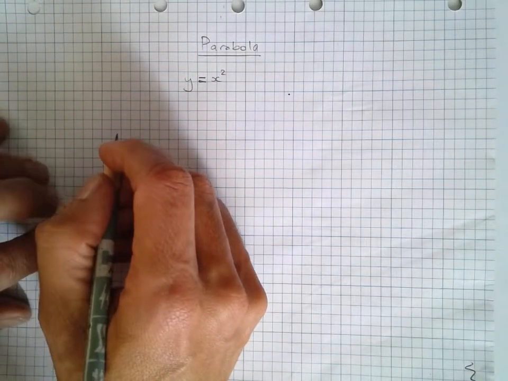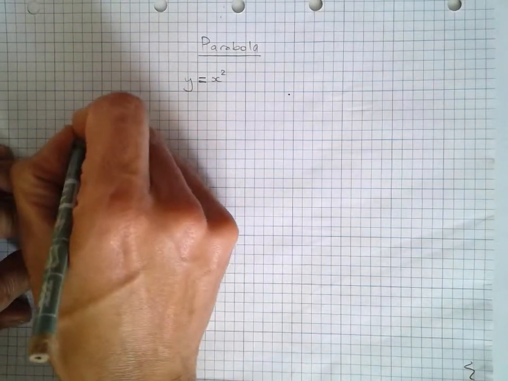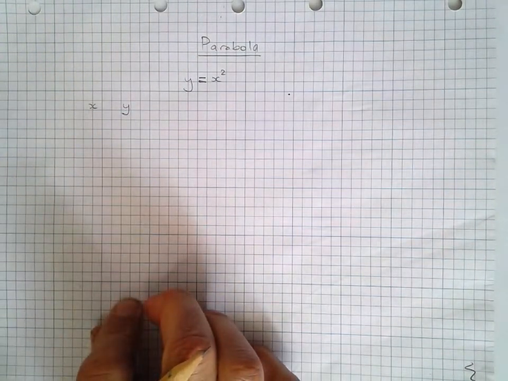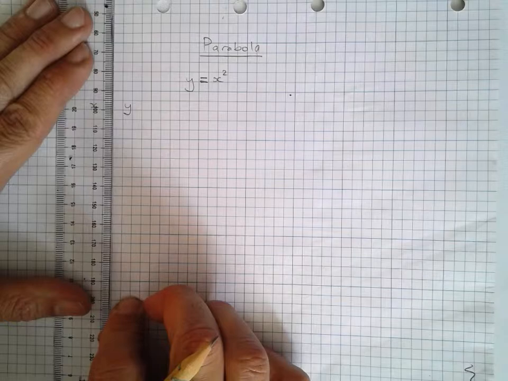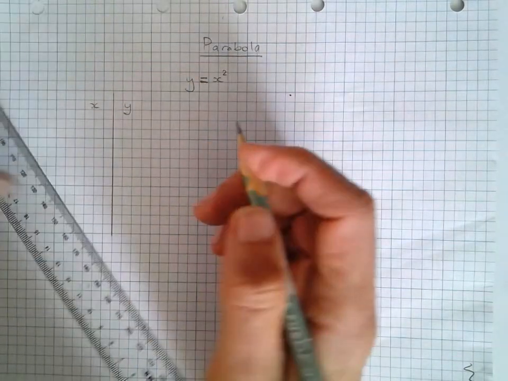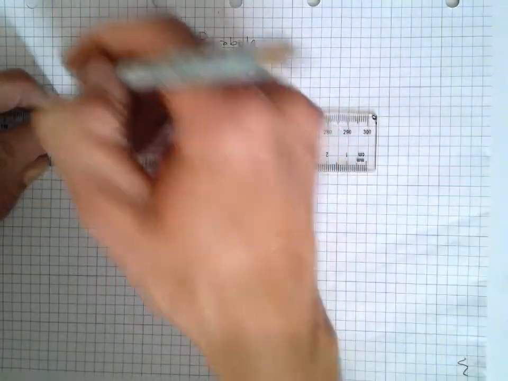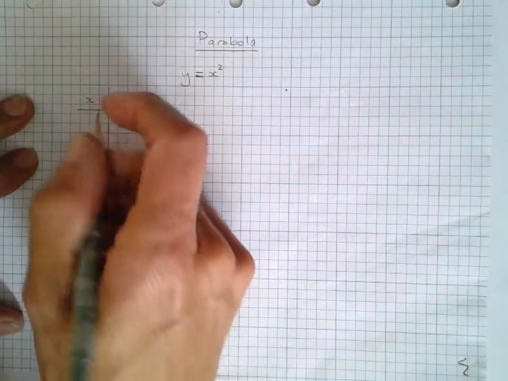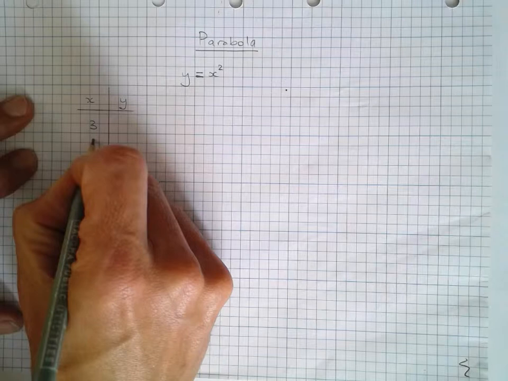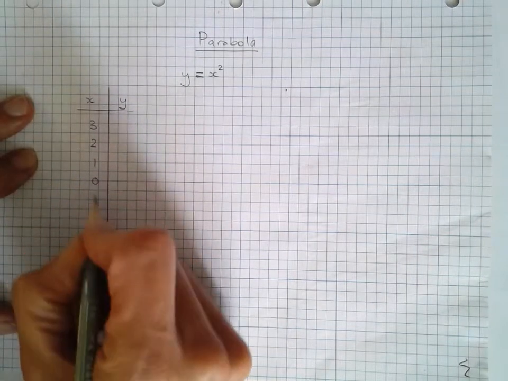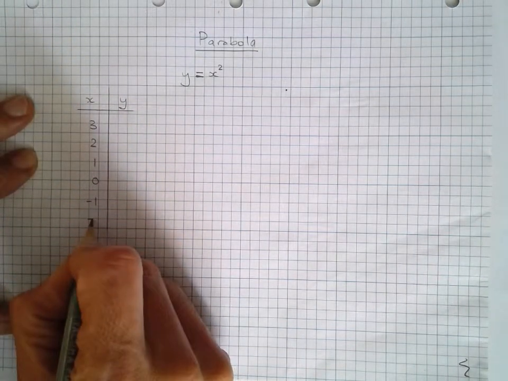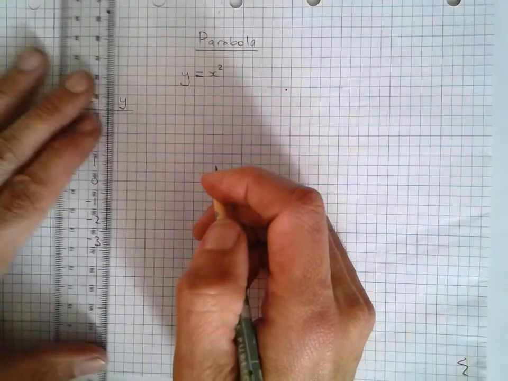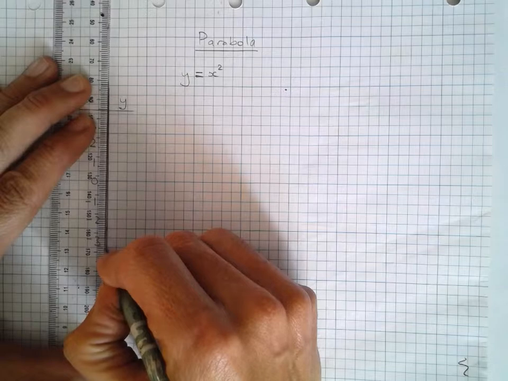We could think of this by making up a table. Let's make some values for x and some values for y and plot the coordinate pairs that they generate. So I'm just going to pick a few values for x. I'm going to start with 3, 2, 1, 0. And then I'll go into some negative values as well, just to see what happens on the other side of that y-axis. Negative 1, negative 2, negative 3.